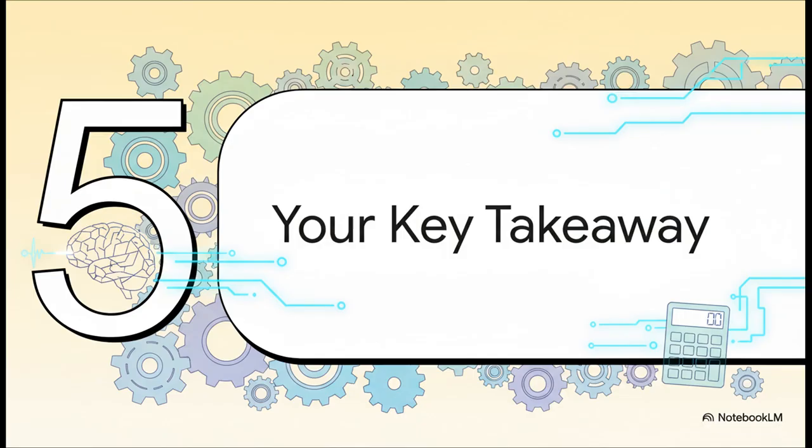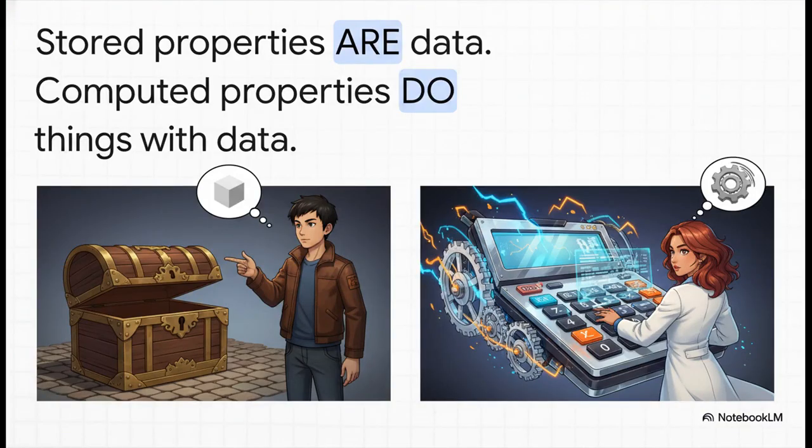So if you remember just one single thing from this entire explainer, please let it be this. That's it. It is that simple. Stored properties are the nouns, the pieces of information. Computed properties are the verbs, the actions or calculations that you perform on that information. One is, the other does.